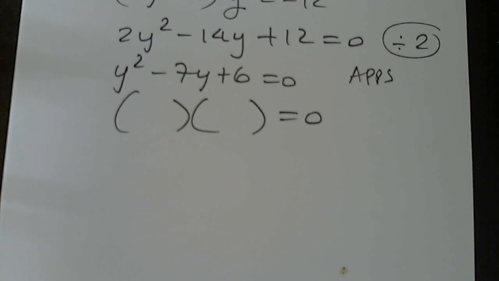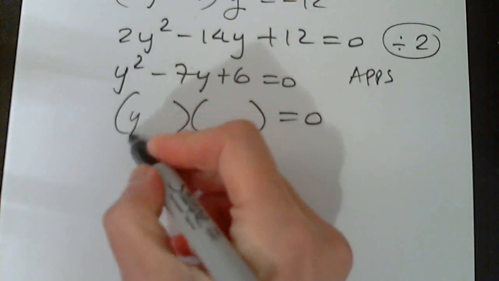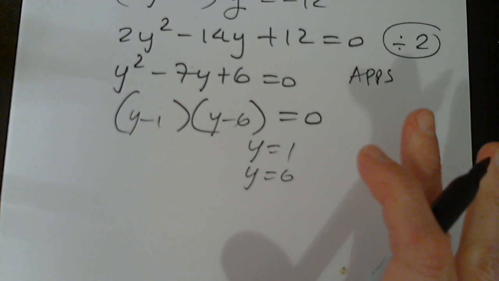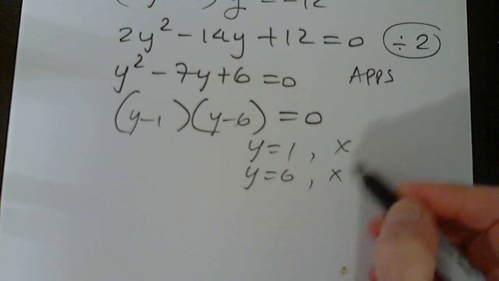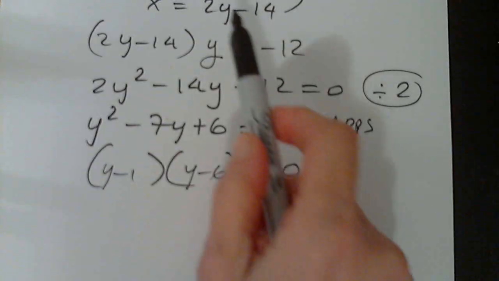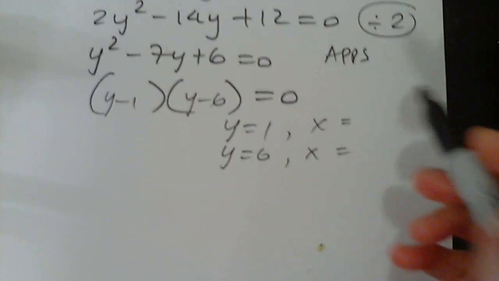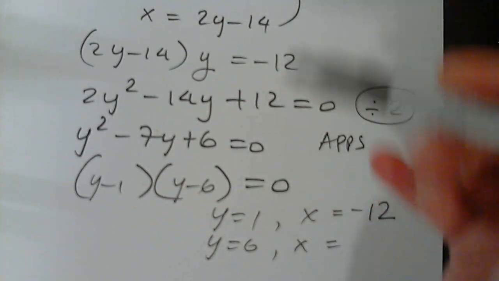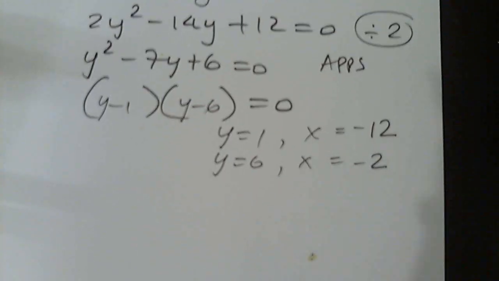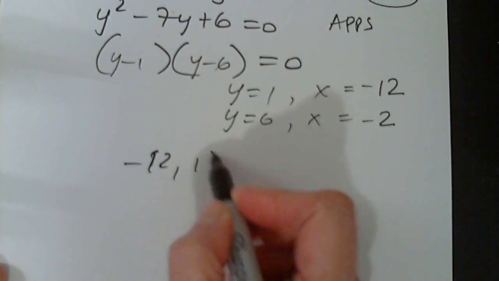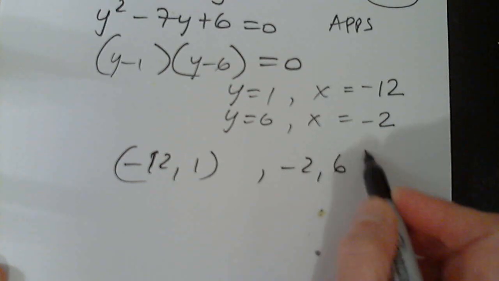So what do you think? y minus 6, y minus 1. Of course. So we have y equals 1 and y equals 6. This is good, but it's not good enough. We have to find the corresponding x. So 2 times 1 is 2 minus 14, negative 12. 2 times 6 is 12 minus 14 is negative 2. This is our claim: negative 12, 1, and negative 2, 6.